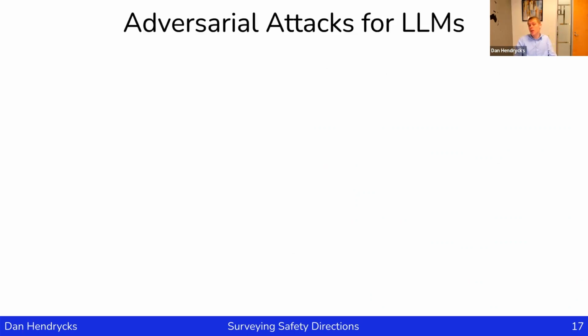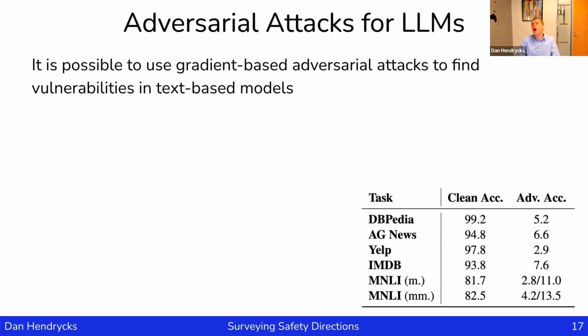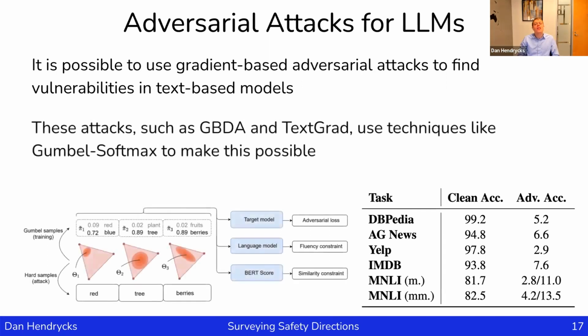There's a more standard or more typical line of robustness research with large language models, which would be adversarial attacks. We all know adversarial attacks for computer vision models, but it's possible to use gradient-based adversarial attacks to find vulnerabilities in text-based models too. At the bottom right, we can see a clean accuracy and adversarial accuracy for various natural language processing data sets. So one can create automatic gradient-based adversarial attacks, and then we'd like to make models robust to those. These attacks, such as GBDA and TextGrad, use techniques like the Gumbel softmax to make this possible.